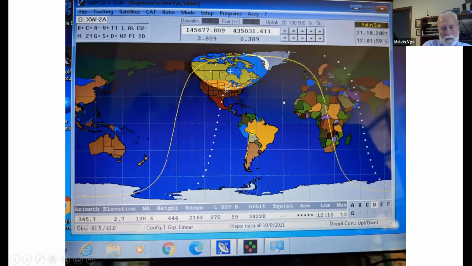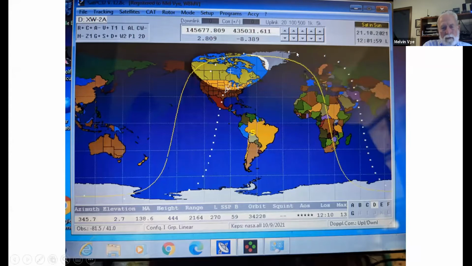The solid line is called the terminator. That's the distinction between daylight and darkness. The S right here represents the point at which the sun is directly overhead. So by looking at the satellite here, we can see that it is going south, which implies that it is a descending orbit. We get descending orbits at one point, and then about 12 hours later, we get ascending orbits. All right, up here it says the satellite is in the sun, and this is giving me the time and date.